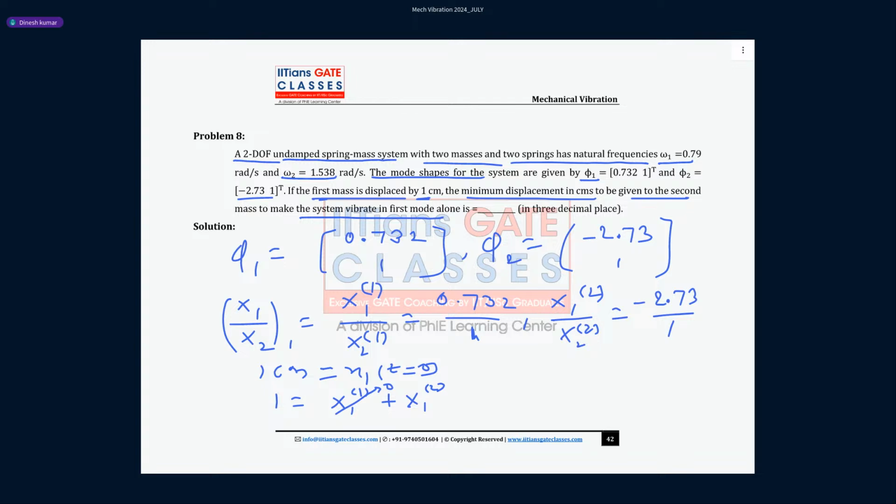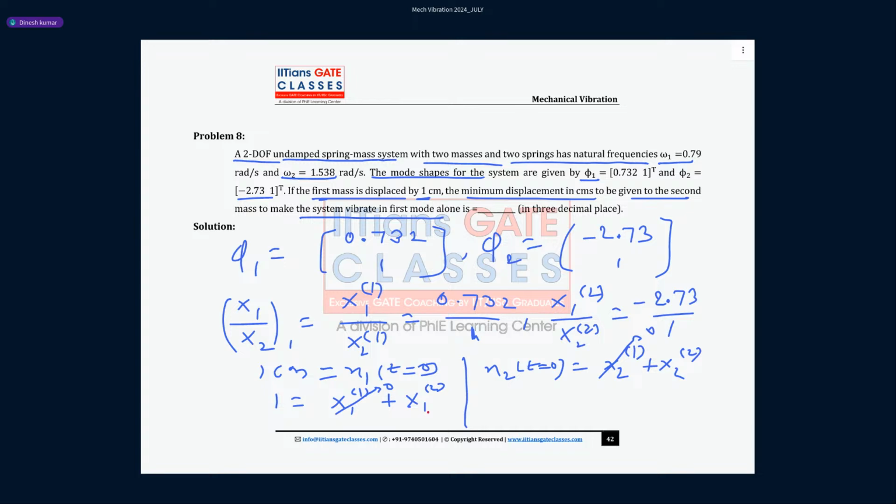Everybody, yes or no? And what they asked is, for what condition, what should be the displacement of mass 2? So the system vibrates only in second mode. So that means this x2 at t equal to 0 is unknown, and we know it is x2 for first mode plus x2 for second mode. Yes or no? Now they already told the system vibrates in second mode, so this is 0, right?